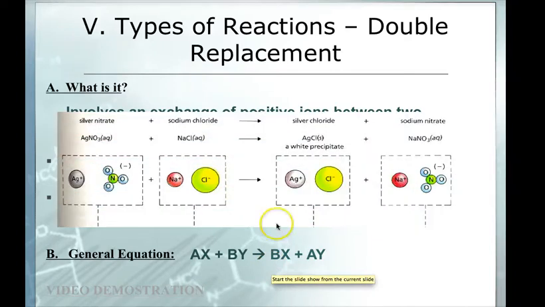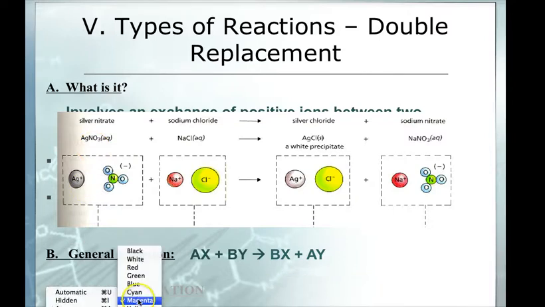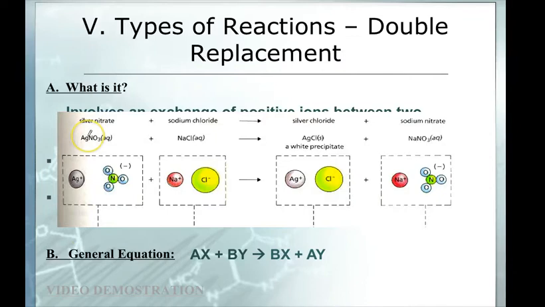So here's another example right here. What basically happens in a double replacement reaction, and this is a very common one, is you take silver nitrate, which is this right here, and react it with sodium chloride. What will happen is the silver and the Na will switch partners. The Na will join with the NO3. The silver will join with the Cl.